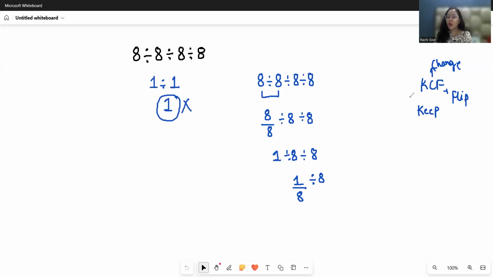Now apply the KCF rule. What does it say? Keep, that means keep the left hand. C, change the symbol from division to multiplication, and flip the right hand. So it's 1 by 8 times 1 by 8, so it becomes 1 by 64. So what is the right answer? 1 by 64, not 1.